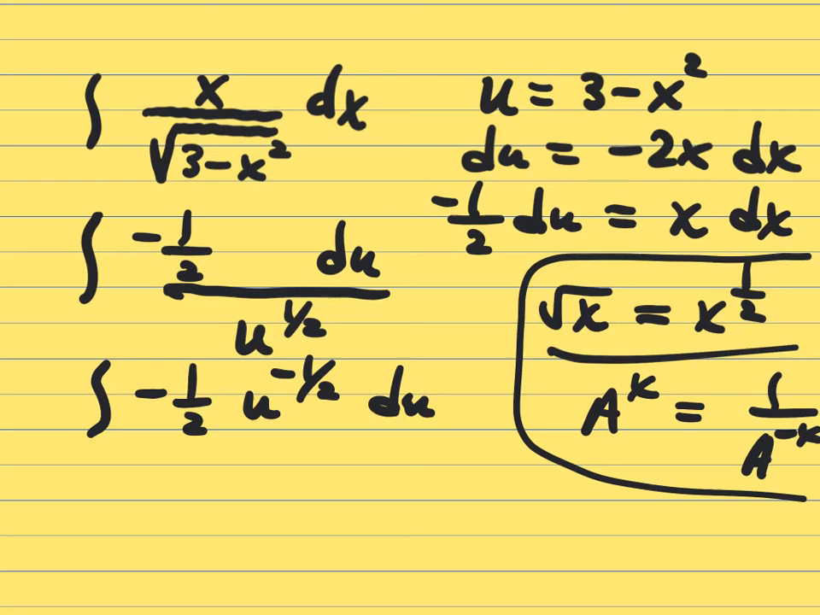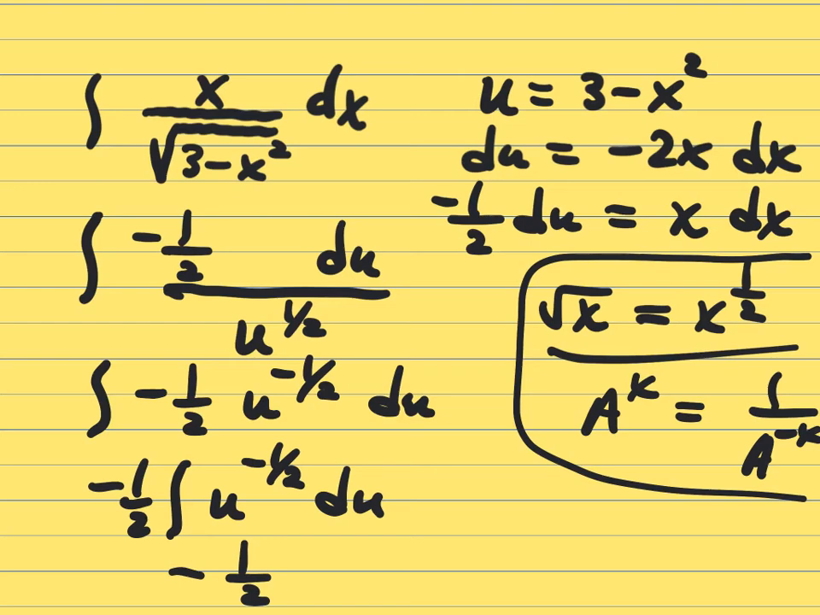Okay, let's go back to the problem. We're in midstream. Let's pull the -1/2 out. Add 1 to the power. -1/2 plus 1 is +1/2. Dividing by 1/2 is the same as multiplying by 2. Plus our constant of integration.